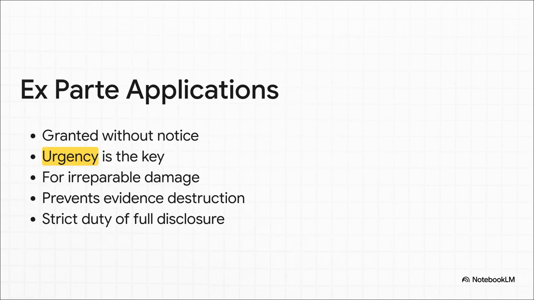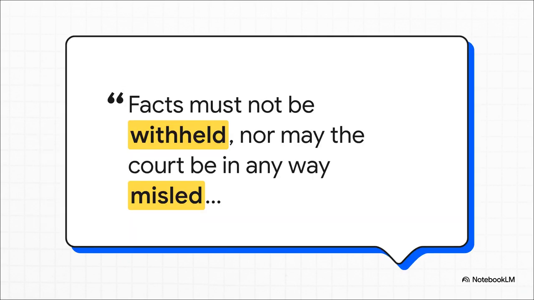Second is the ex parte application, which you'll find in Section 14-210. This is for true red alert emergencies where you appear before a judge without the other side even knowing you're there. Urgency is absolutely everything here. You use this incredible power when giving notice would just allow the defendant to shred evidence or completely defeat the purpose of the injunction.